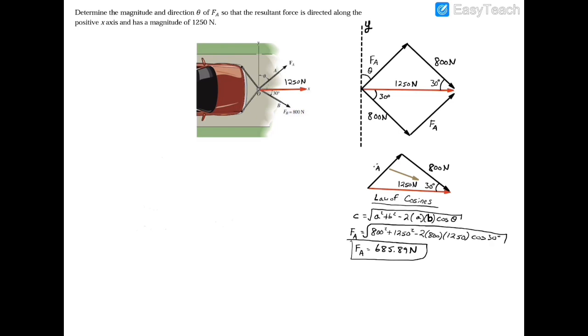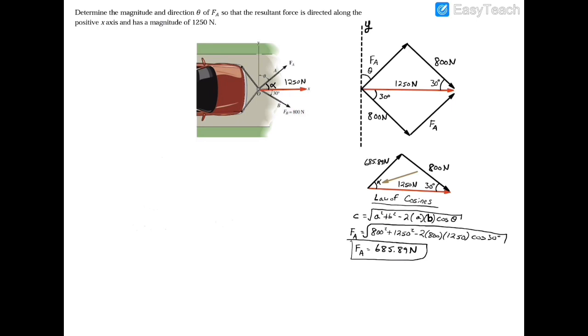So now let's go ahead and add that bit of information to our triangle here. So we'll replace force FA with 685.89 newtons. And now you can see we have a side-side-side triangle being 685.89, 800, and 1250. So we can still apply the law of cosines to find this missing angle, and that's going to be, let's call it alpha. Call this alpha. And alpha is just going to be the angle between force FA and the resultant force. So right over here would be your angle alpha.